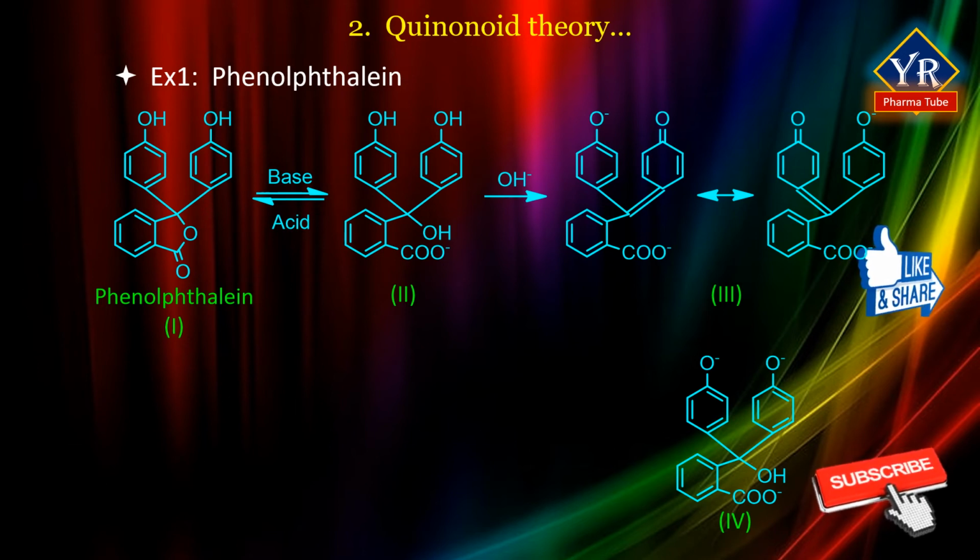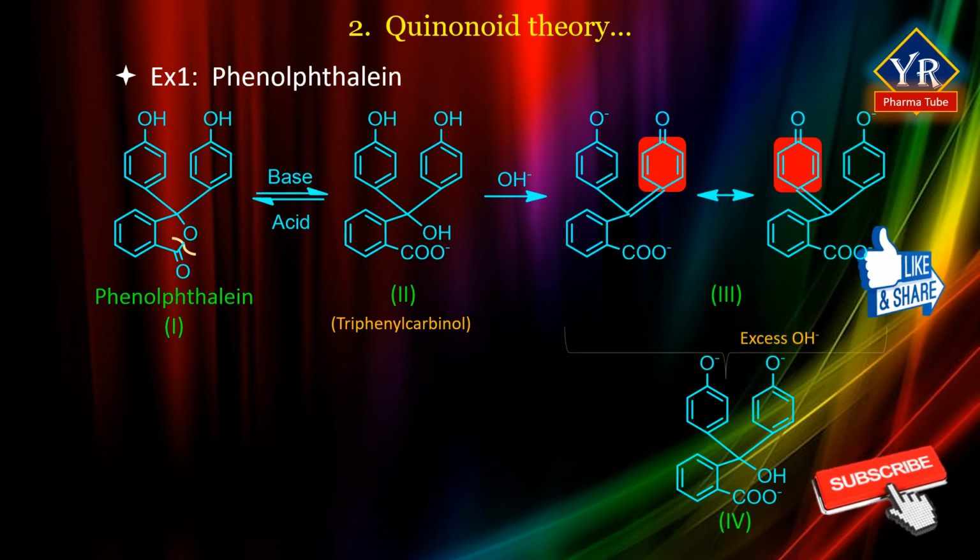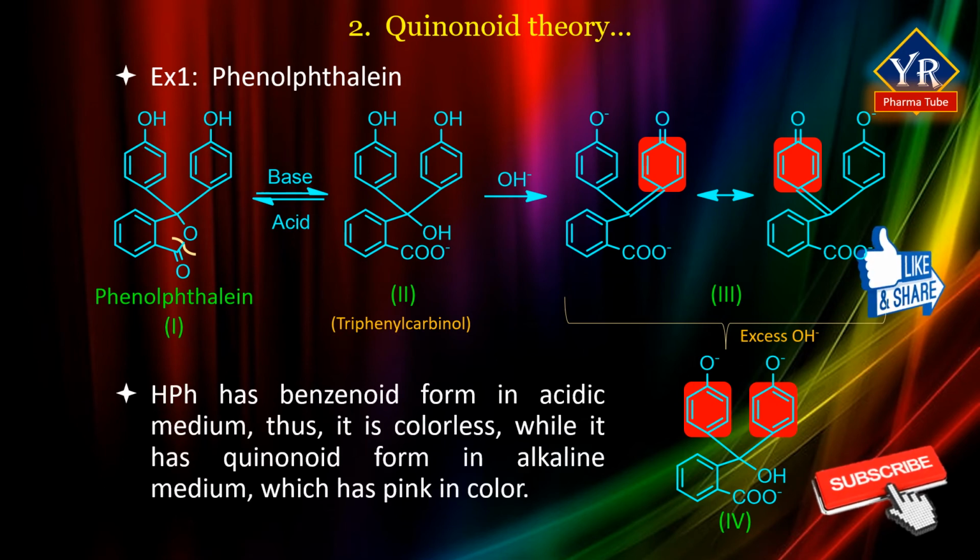In the presence of dilute alkali, the lactone ring in structure 1 opens to yield structure 2, and the triphenyl carbinol structure 2 undergoes loss of water to produce the resonating ion, that is structure 3, which is red in color. If phenolphthalein is treated with excess of concentrated alcoholic alkali, the red color first produced disappears owing to the formation of structure 4. Thus, the structure of phenolphthalein has two tautomeric forms, one is benzenoid and the other is quinonoid ring system.